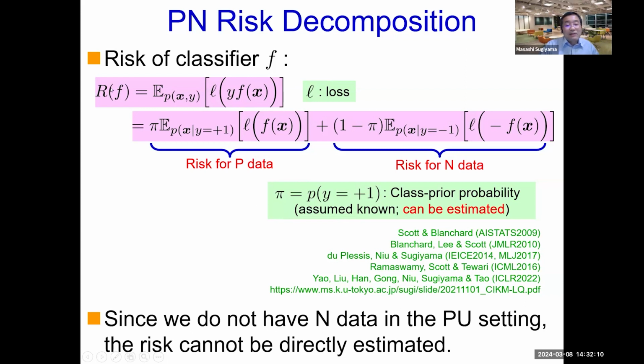Now the risk was decomposed into the P part and N part, and suppose pi is known. Then we have positive data, so approximating the positive risk is straightforward. But in this PU learning setup, we don't have negative data, so approximating this expectation over negative samples is a problem. This is the technical issue that we want to overcome in this PU learning framework.